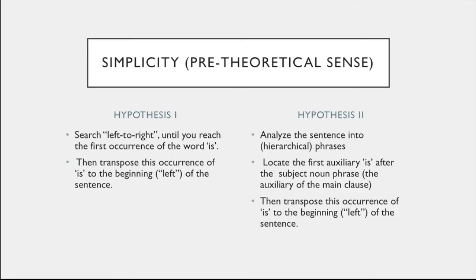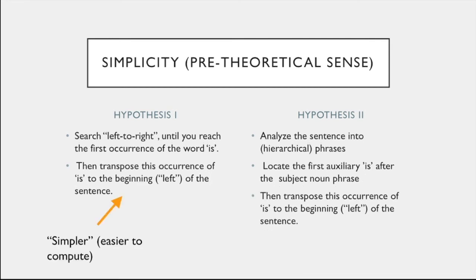So here we have these two competing hypotheses. Hypothesis 1, from a pre-theoretical perspective, seems simpler and easier to compute, since it only involves regarding the sentence as a string of words, where only linear order matters and counting is the relevant operation. However, hypothesis 2 is closer to how language actually works. I'm not going to say that it's correct, of course, but it's close to the vicinity of the ballpark of correctness.